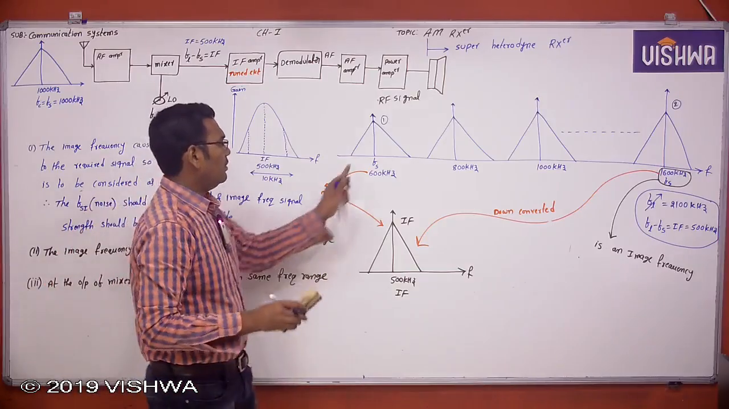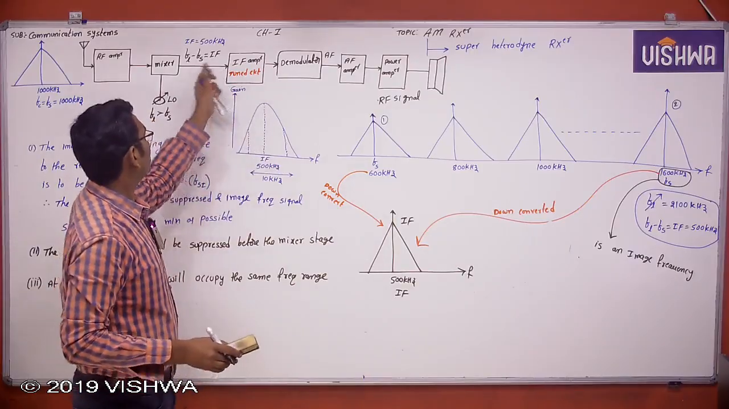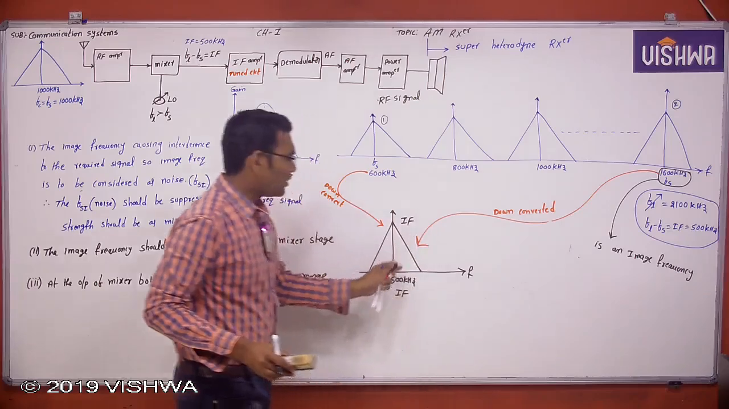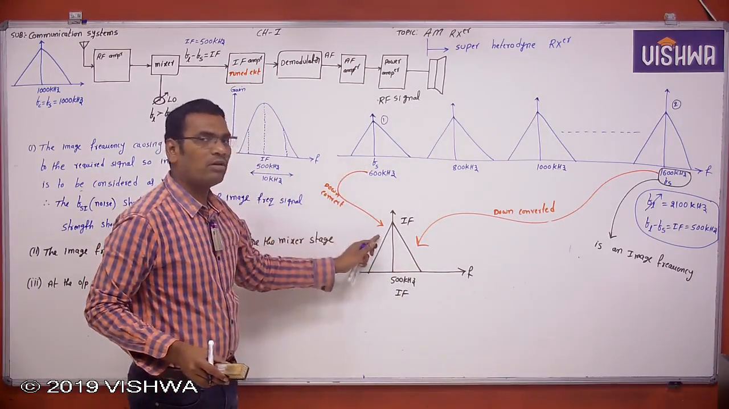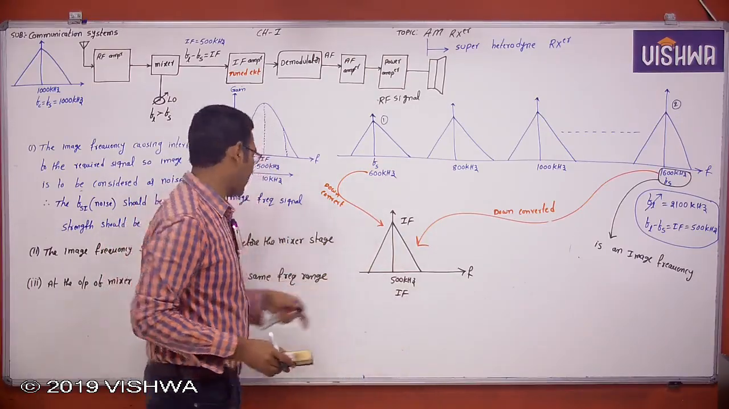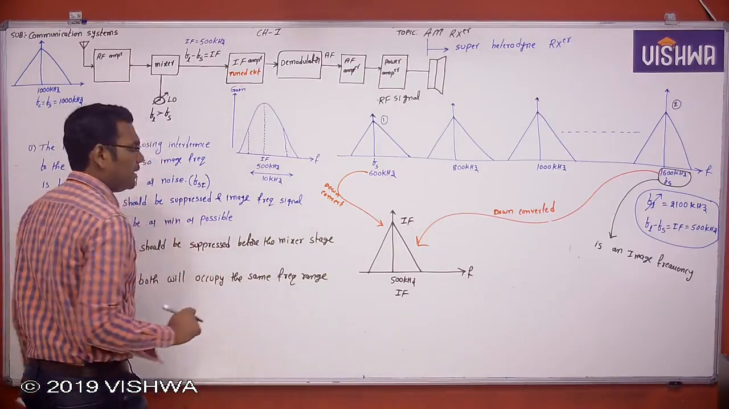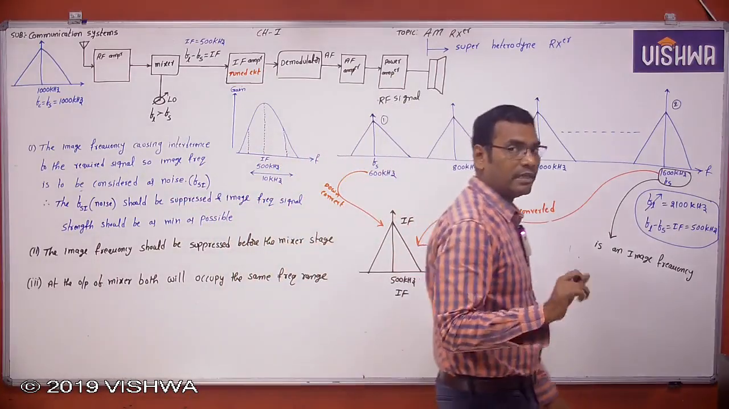See here, now this is at the mixer stage, mixer output is nothing but IF stage. Now this 1600 kHz is down converted to IF, and this 600 kHz is also down converted to IF. Both will occupy the same frequency range at the output of the mixer. Therefore, the suppression should be done before the mixer stage, at the input of the mixer.